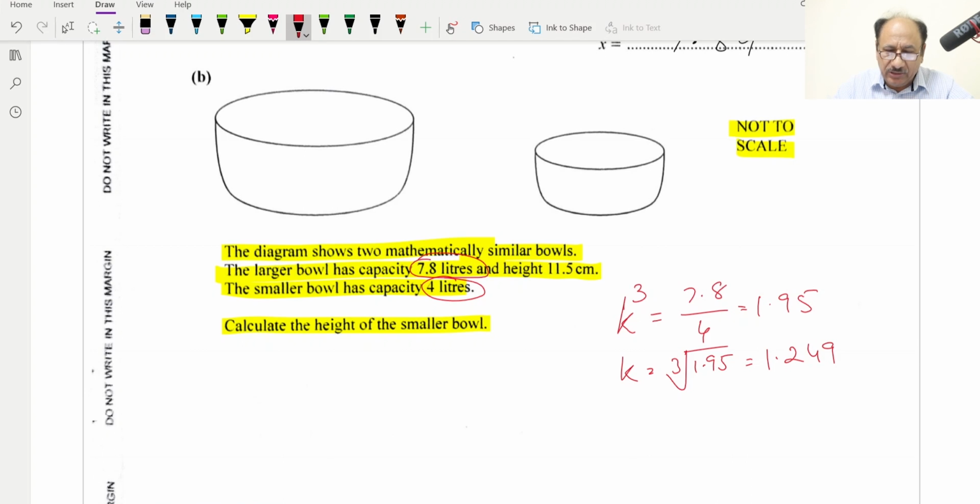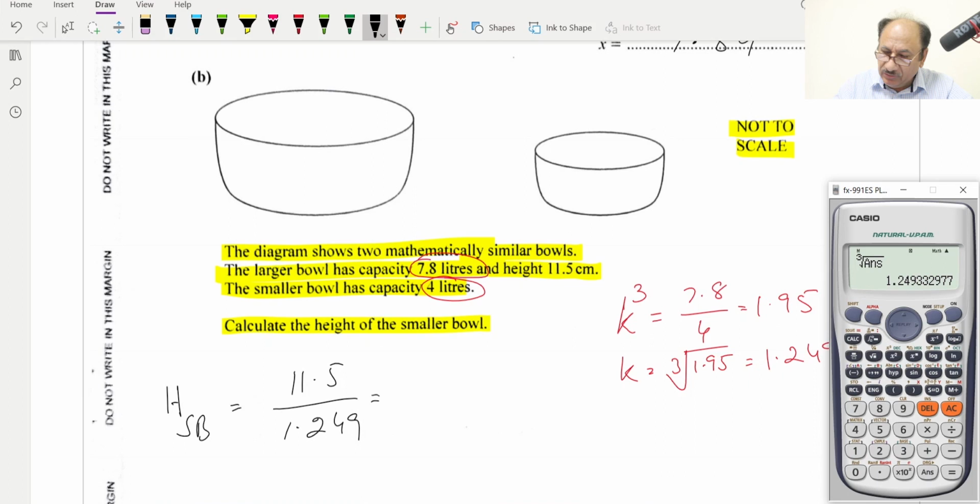And now basically we can divide, because we need the smaller answer. So we can write the height of the small bowl will be equal to 11.5 divided by 1.249. I'm keeping the digits, so 11.5 divided by the answer is equal to 9.20.